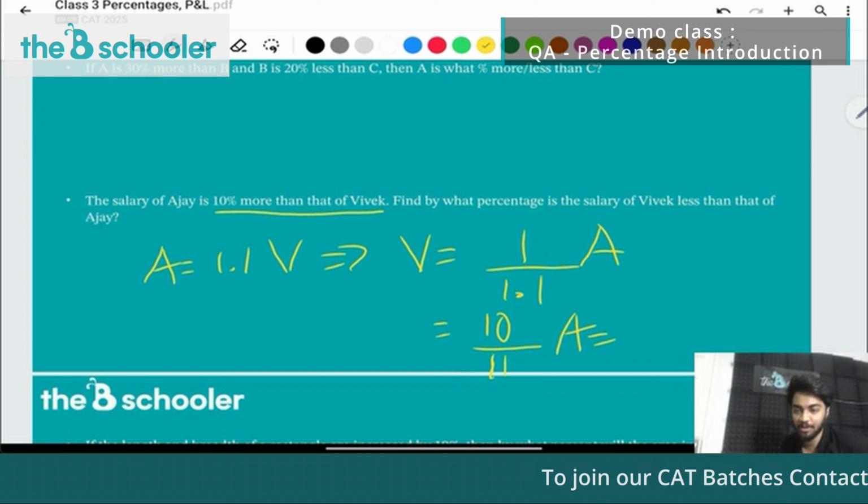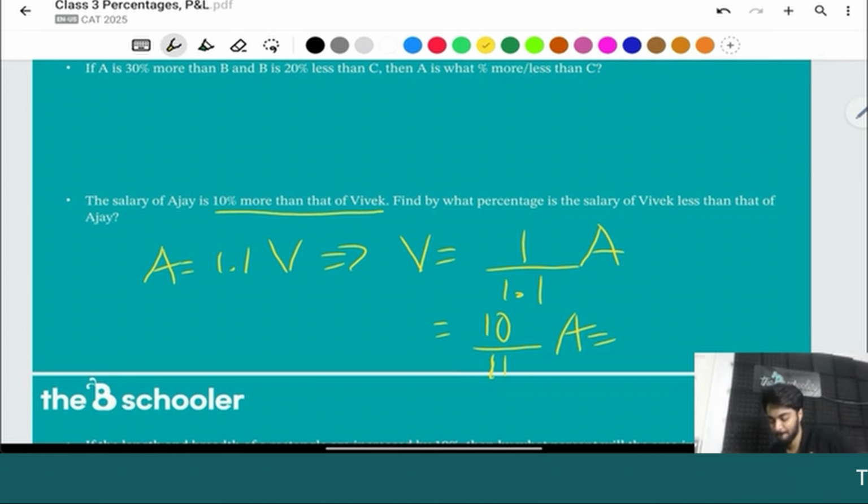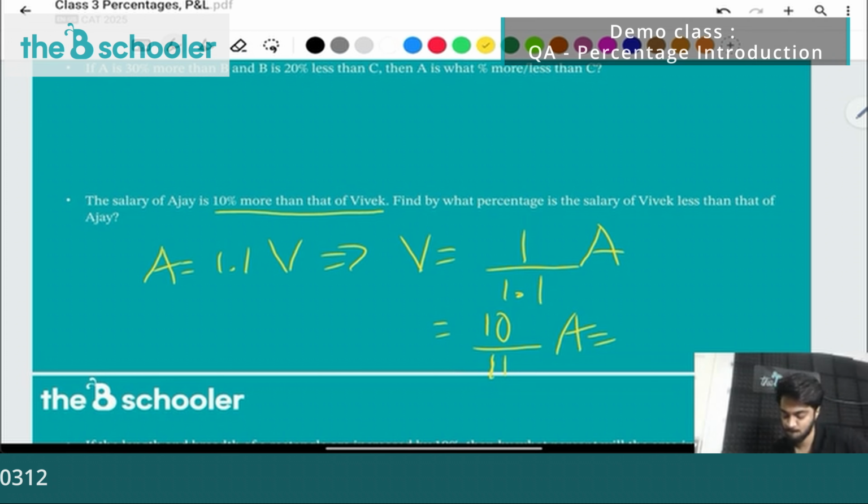How much was 1 by 11? 1 by 11 was 0.0909. 10 by 11 will be how much percentage? How much will it be? If it is 1 by 11, how much percentage down will it be?